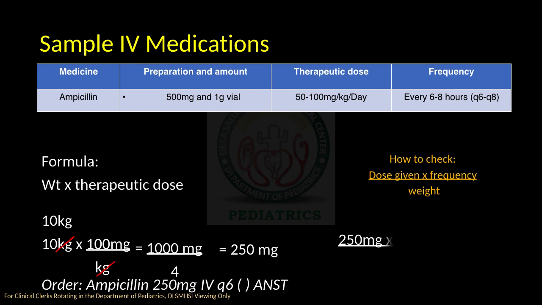How to check if your dose is right? So get the dose, multiply it by 4 because that is the frequency given to the child, and divide it by the weight. So 250 times 4 is 1000 milligrams divided by 10 kilograms, and you will get a value of 100 milligram per kilogram. This is within the therapeutic dose of ampicillin.